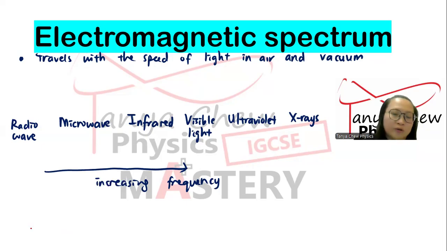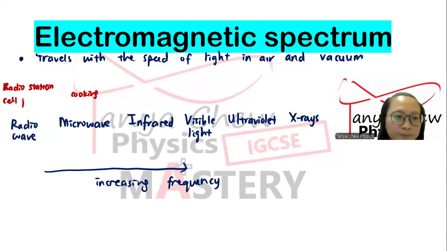You need to know their function as well. What are the usefulness of this electromagnetic spectrum? Radio wave, right? It is used in radio station, broadcasting. You listen to the radio, it is actually from the radio wave, right? And then you could also use microwave. It is being used for cooking. Oh, sorry, radio wave. Okay, cell phone, radio station.